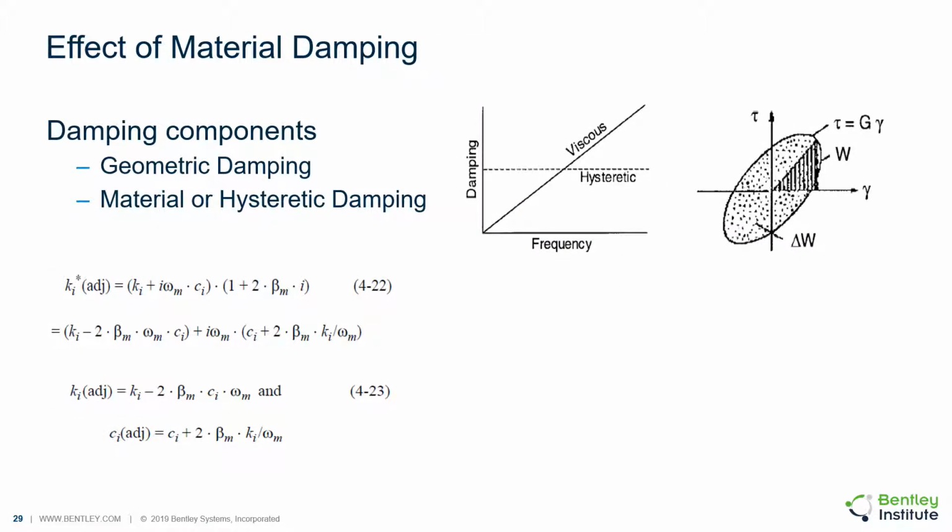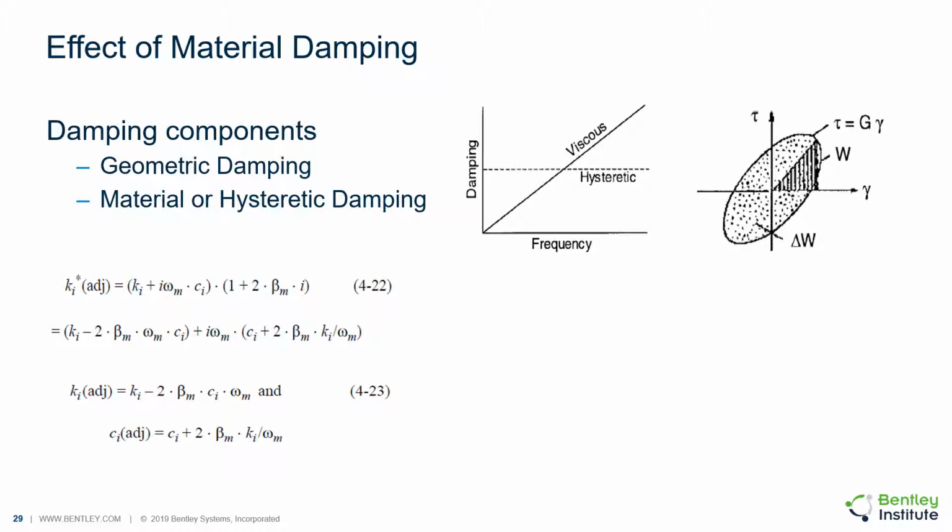Damping has two components, namely geometric or viscous damping and material or hysteretic damping. The elastic solution methods like Richart-Whitman or Veletsos methods that we discussed before account for geometric damping only, but not the hysteretic damping. One can, however, account for the material damping effects, in which case an adjusted stiffness is computed as shown in equation 4-22.